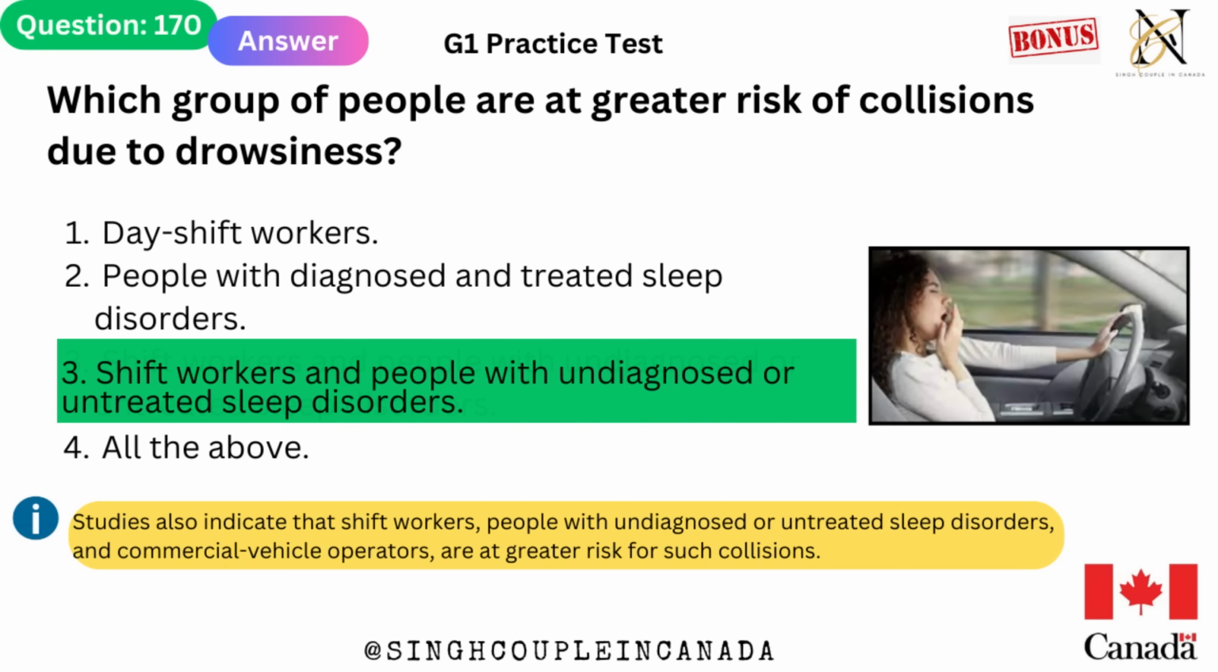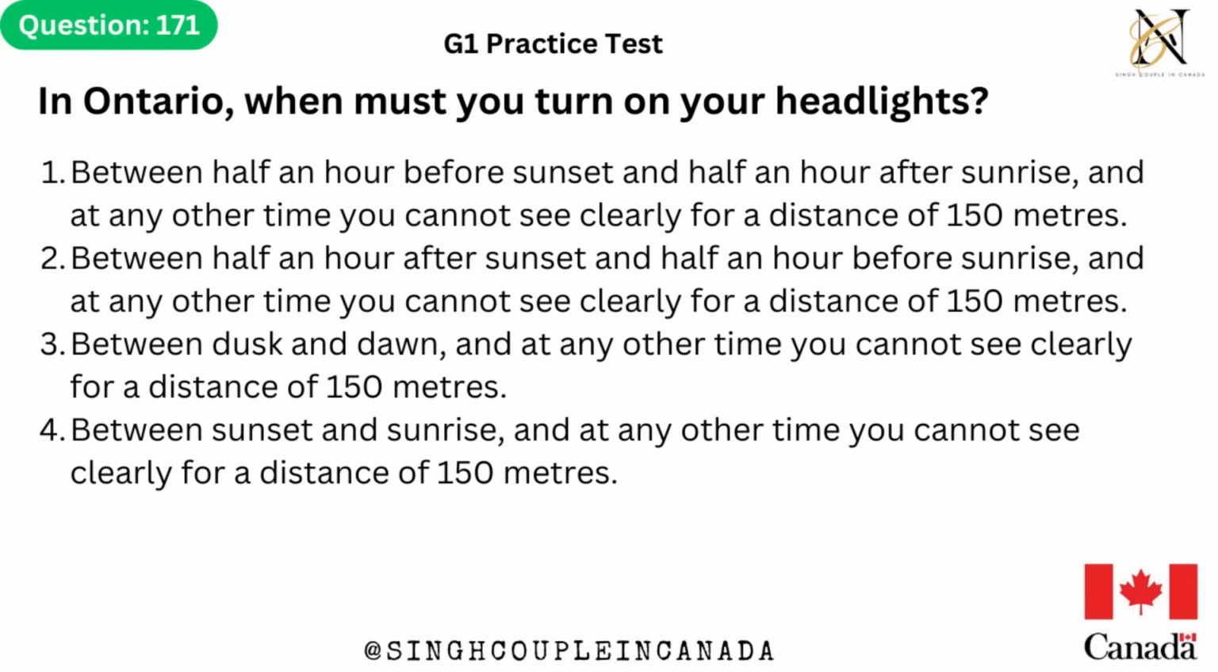In Ontario, when must you turn on your headlights? 1. Between half an hour before sunset and half an hour after sunrise, and at any other time you cannot see clearly for a distance of 150 meters. 2.